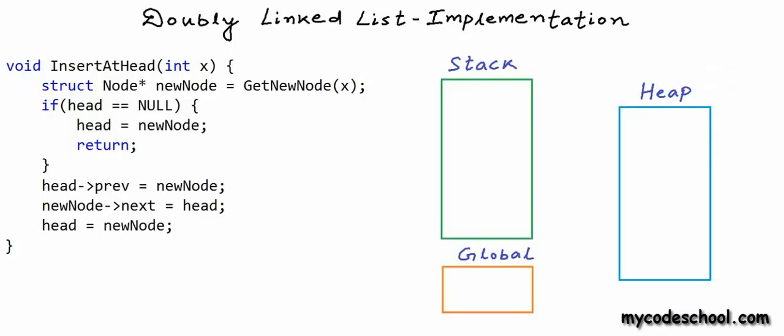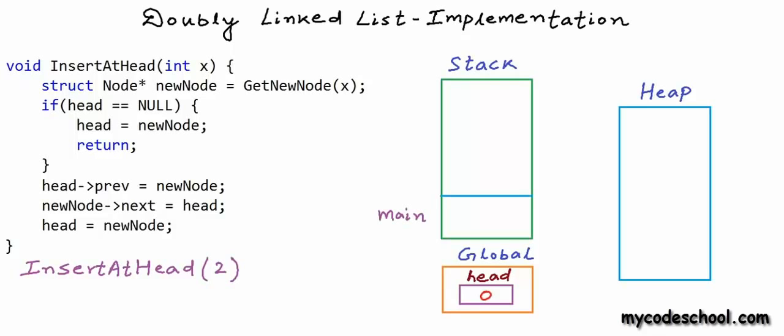I'm showing stack, heap and global sections separately here. In our program we had declared head as a global variable. Initially for an empty list we'll set head as null or 0. Let's say we will do that in the main function. Now when a call to insert at head is made at this stage, let's say I'm making a call passing number 2 as argument from the main function. When the program starts execution, first the main function is invoked. Whenever a function is invoked, some amount of memory from the stack is allocated for execution of that function. That section is called the stack frame of that function.